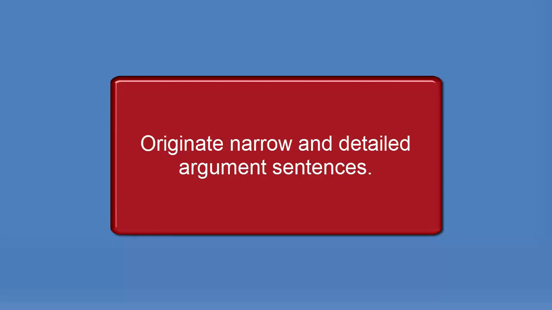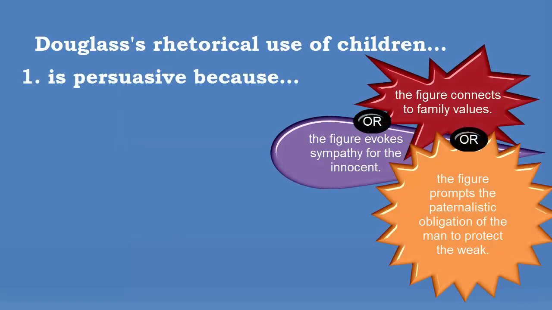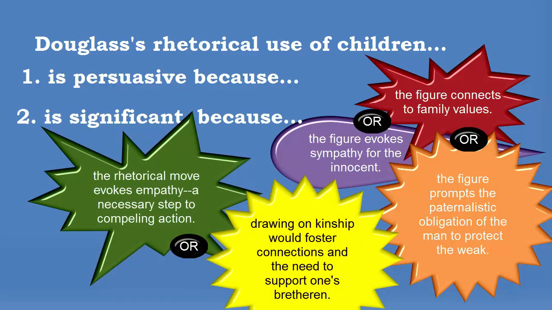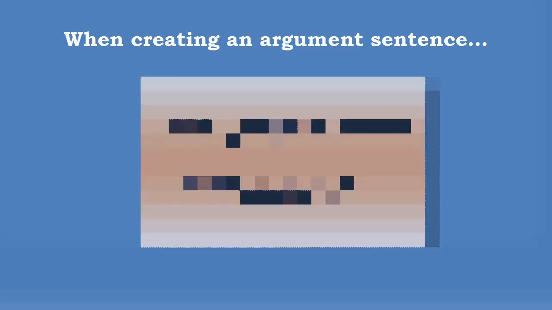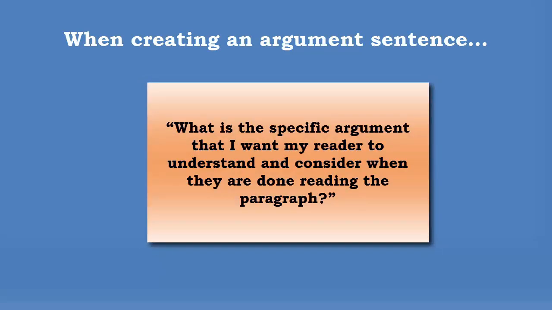For example, we might organize the Douglas paragraph around our specific reason that children are persuasive for him. Or we might have a paragraph about the specific significance of this rhetorical strategy for Douglas. Or we might have a point about why he uses this strategy as an effective tool. Therefore, when you're creating an argument sentence, you really should ask yourself this question. What is the specific argument that I want my reader to understand and consider when they're done reading this paragraph?